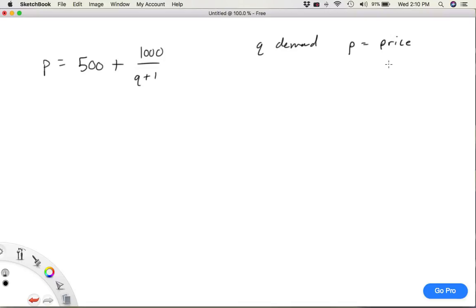Okay, now we want to know what is the average price as the demand ranges from 49 to 94. So we have 49 to 94. Round your answer to the nearest cent. Okay.